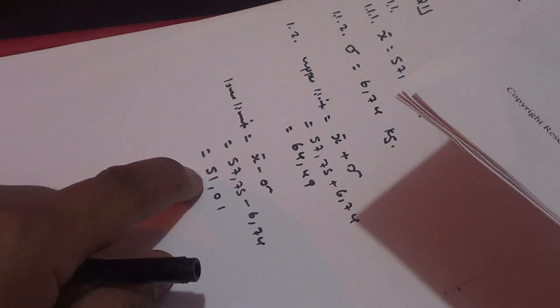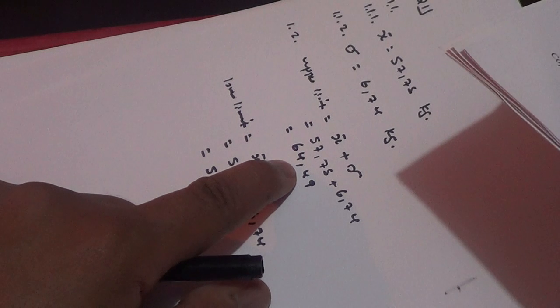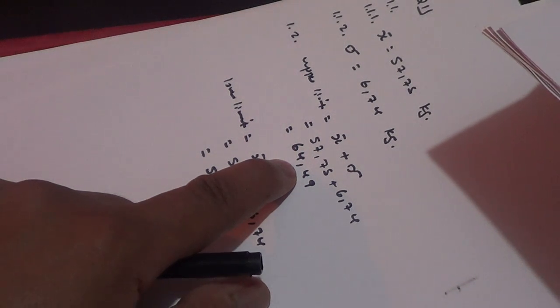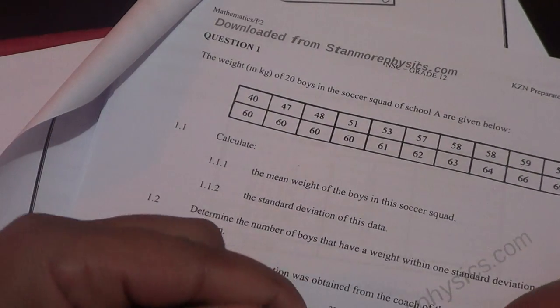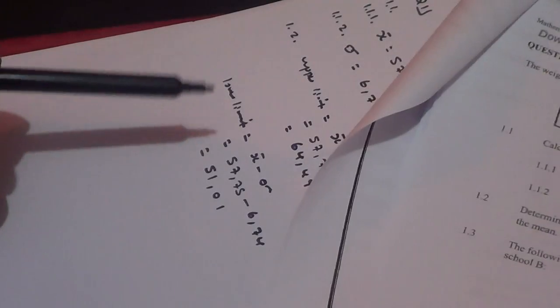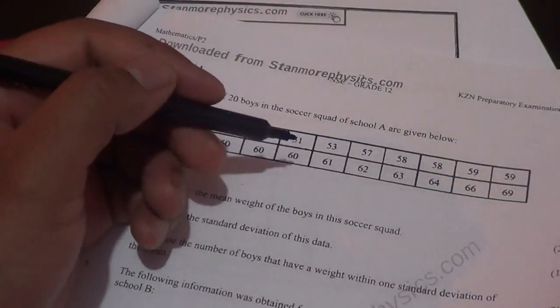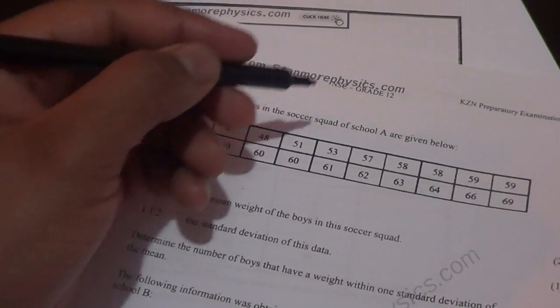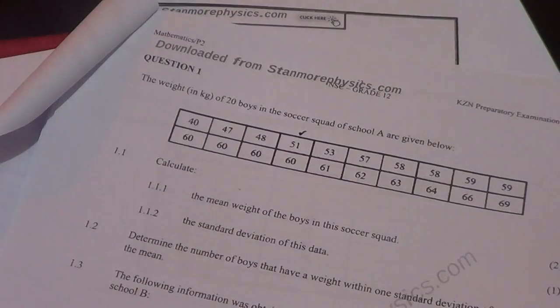I mean, to no decimal place, this is approximately 51, and then that one is going to be approximately 64.5. Let's just say 65. Okay, so let's look here. We're looking for the lower limit, which is 51. Basically, is 51 disregarded? No, it's included because it's still within one standard deviation.